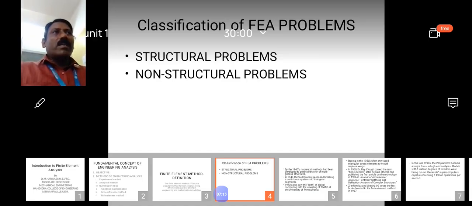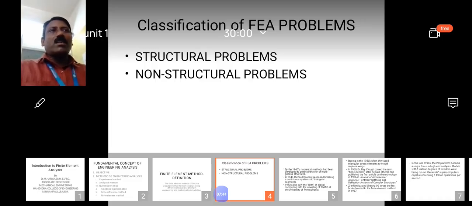Anyway, you need to know the basic applications. Finite element problems are classified into two types: structural problems and non-structural problems. What is a structural problem? In a structural problem, the displacement at each node point is obtained. By using these displacement solutions, the stress and strain in each element can be calculated. This is called structural.